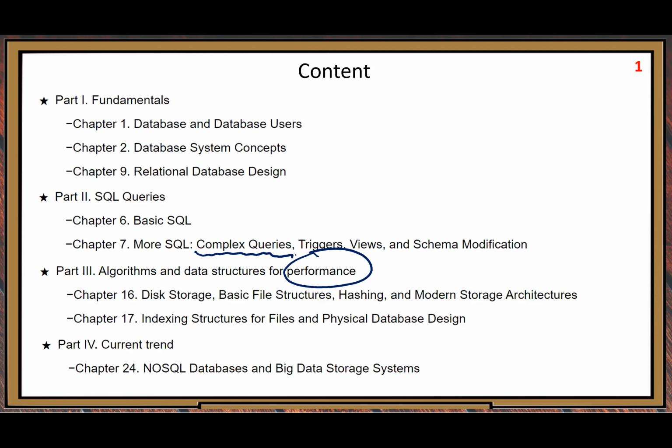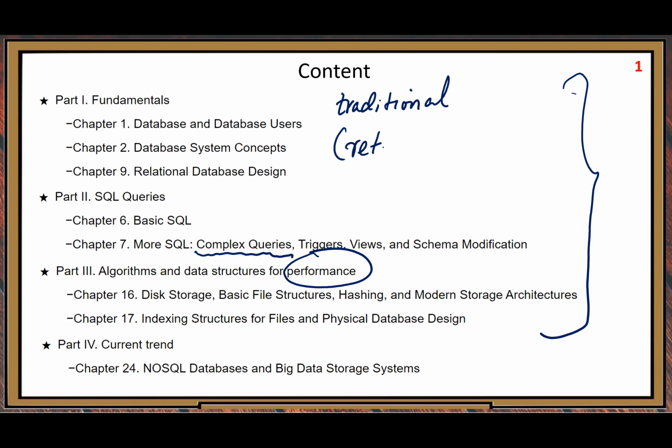Okay, part four, another useful, interesting part for the current technology. Part four, NoSQL database, non-traditional database. So the first three parts, what we are doing here, we call the traditional database. Actually, that's the relational database. So what's the traditional? Relational databases.